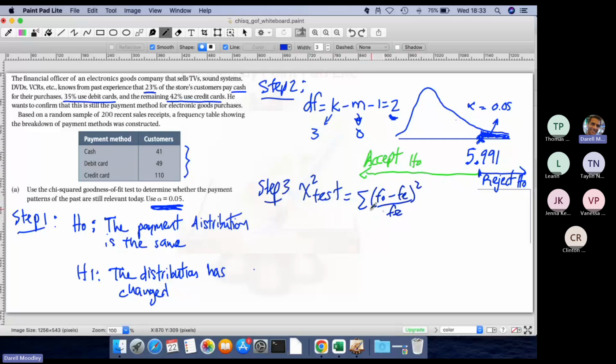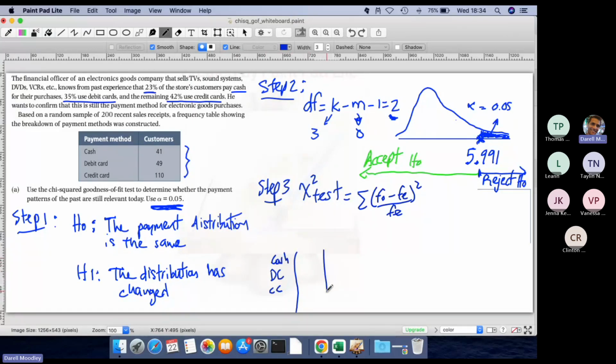How we work out the value using this equation is we construct that table like we did last week. So in other words, we're going to create a table with our 3 categories: cash, which I'm just going to put C for, debit card DC, and credit card is CC.